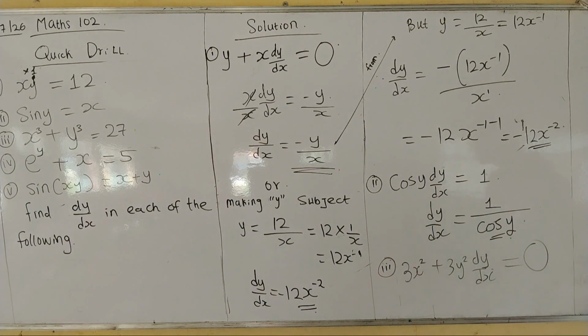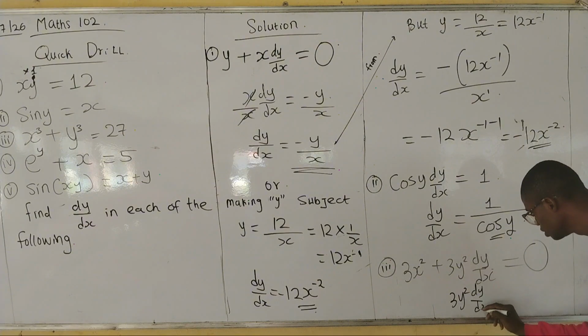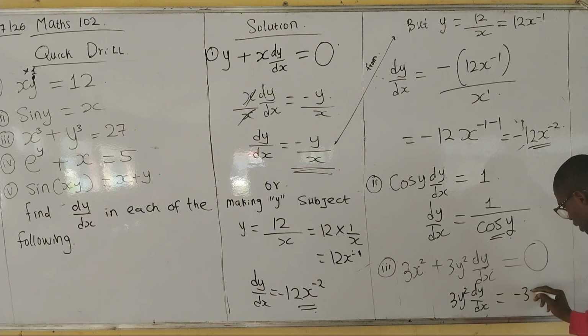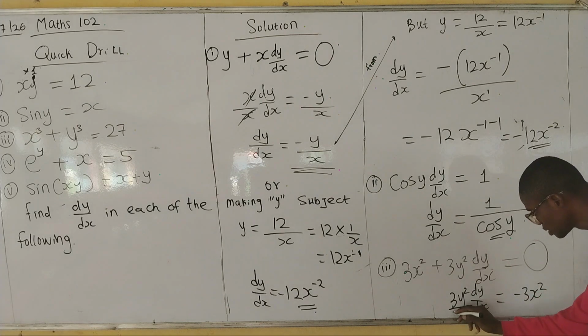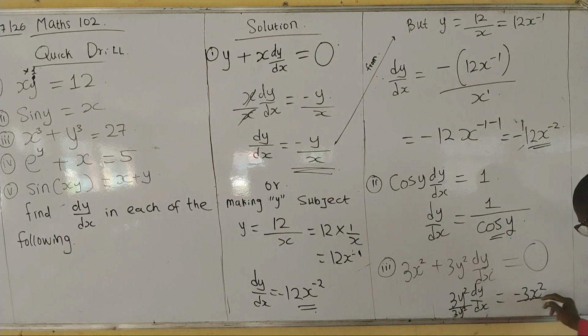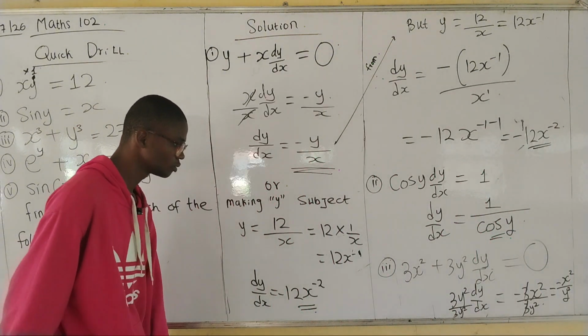Now, making dy dx the subject of the formula, I take this over to this side, right? 3y squared dy dx will be equal to minus 3x squared. Then if I divide both sides by 3y squared, 3 will cancel 3, right? Finally I have minus x squared over y squared. So this is the final answer.